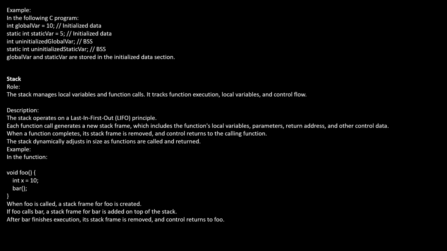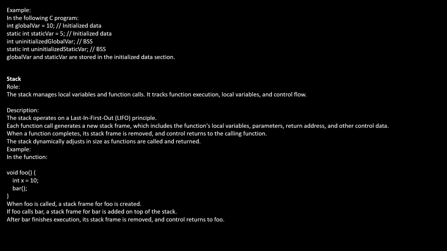Stack. The stack manages local variables and function calls. It tracks function execution, local variables, and control flow. Description: the stack operates on a last in, first out principle. Each function call generates a new stack frame, which includes the function's local variables, parameters, return address, and other control data. When the function completes, its stack frame is removed and control returns to the calling function. The stack dynamically adjusts in size as functions are called and return.